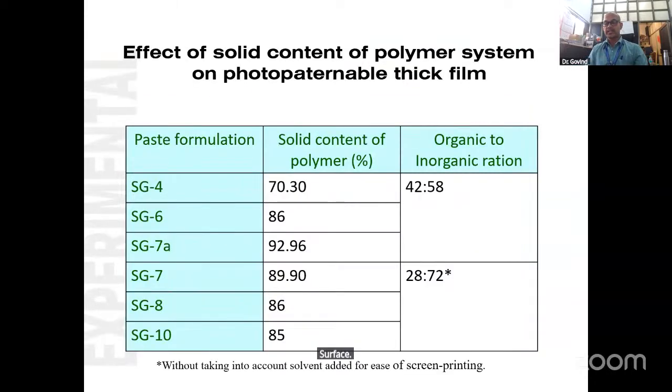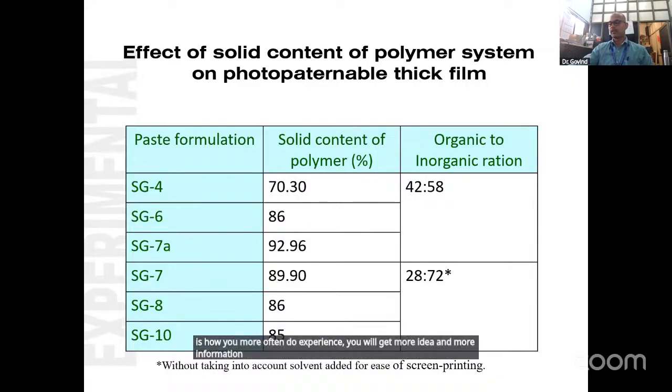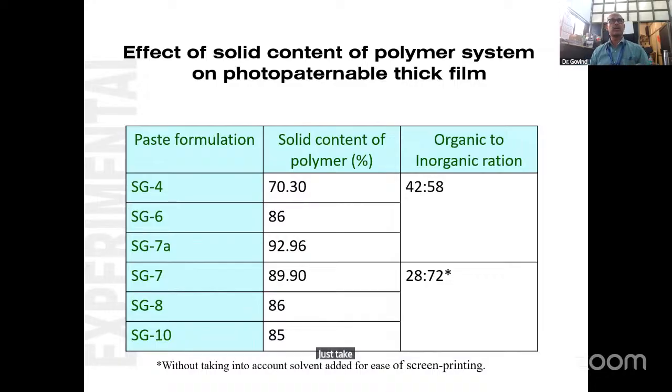Now coming to the example. How to interpret XPS: the more often you do XPS, the more idea and more information you will get from that. Just take two different kinds of examples.